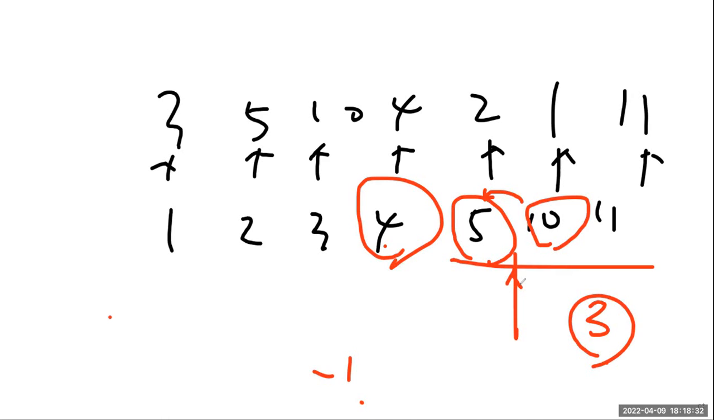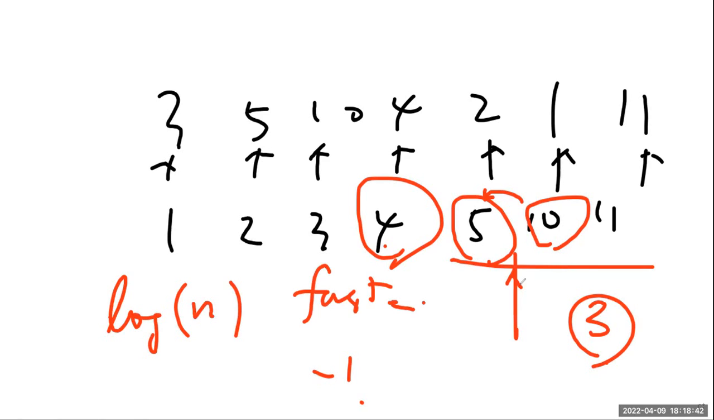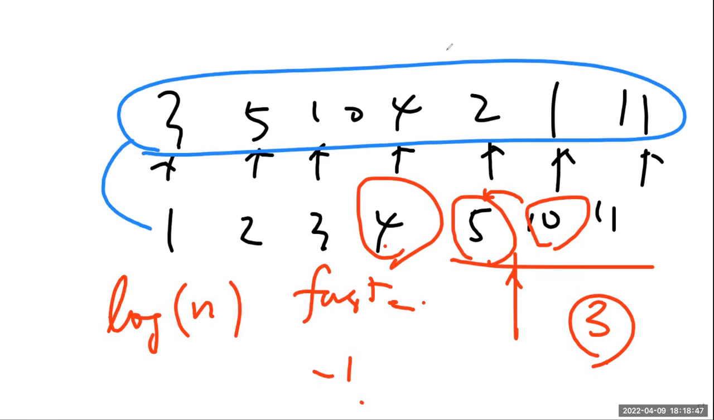Every time you divide by 2, so it's actually a log n algorithm. So it is faster, but it requires the data to be sorted. By sorting, you need to pay the cost of an n log n algorithm. So actually, you need to pay the cost for sorting it. If you include the cost of doing the sorting, linear search is actually still faster.